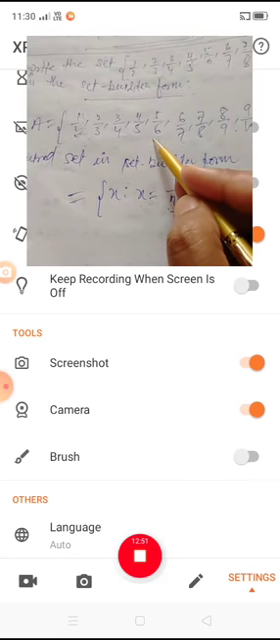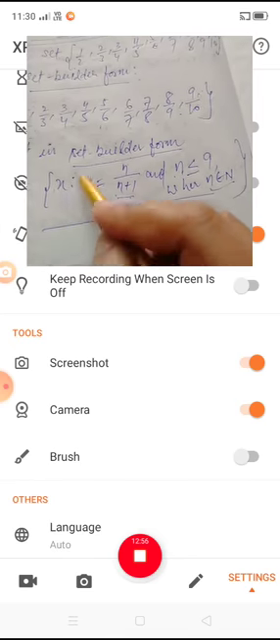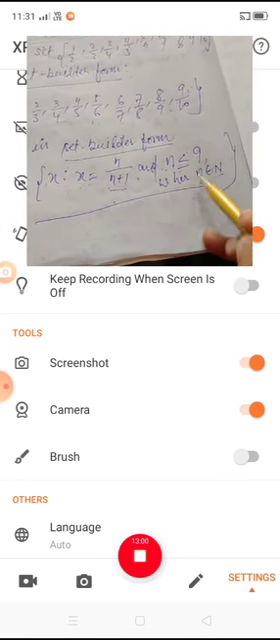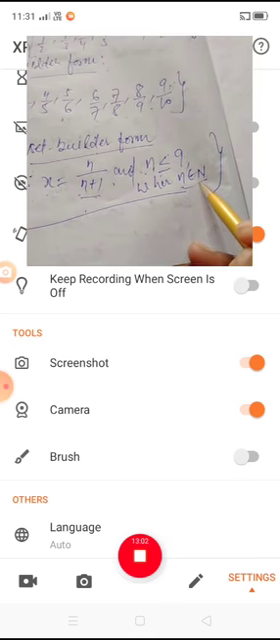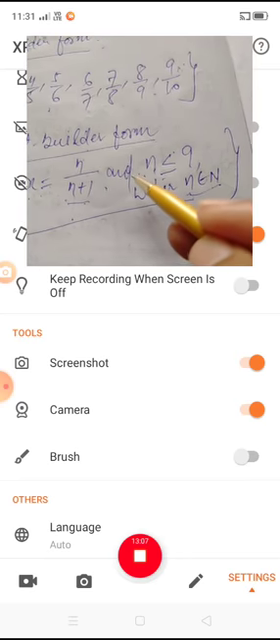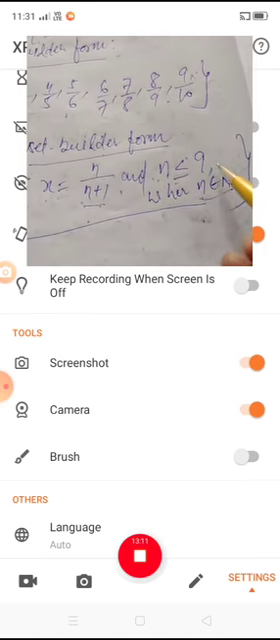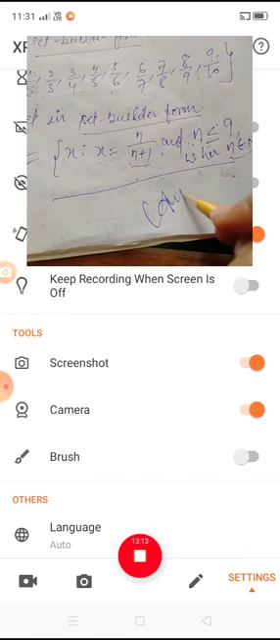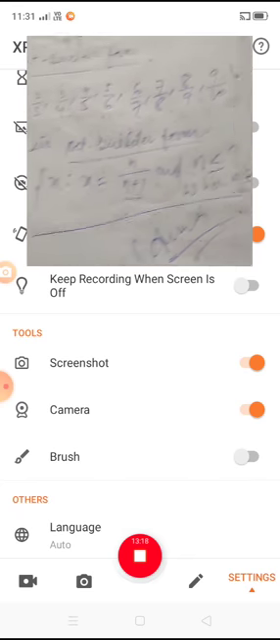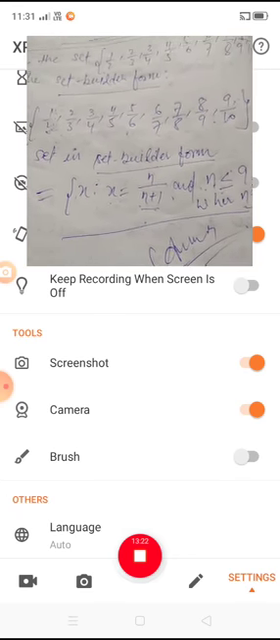So this set in set builder form can be written as: x such that x is equal to n upon n plus 1 and n less than or equal to 9, where n belongs to natural numbers, because you know very well that all the natural numbers start from 1. This is your answer. Now dear students, you can solve all the questions of the NCERT exercise in this pattern.